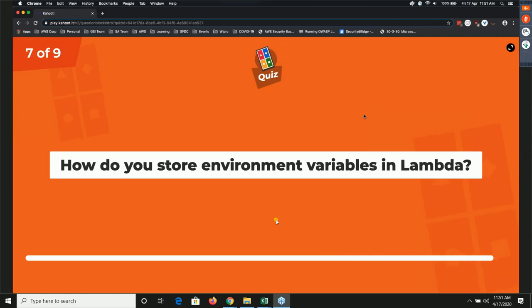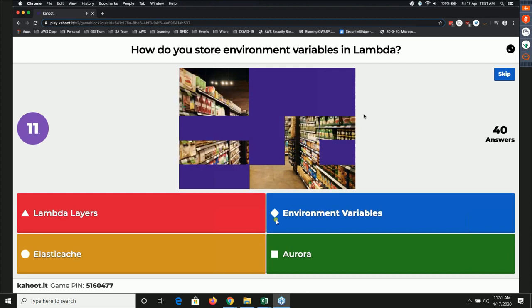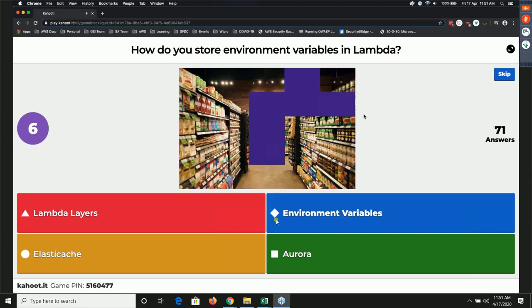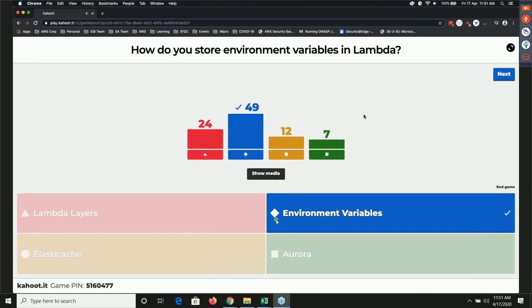So how do you store environment variables in Lambda? Okay, so environment variables is the right answer. A lot of folks answered Lambda layers. Lambda layers are not for configuration, I'm sorry, they are for your dependencies and libraries and so on.